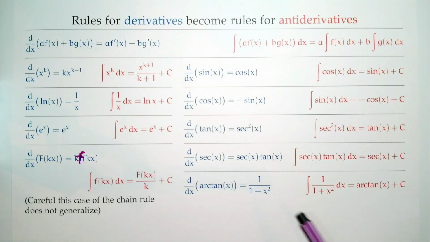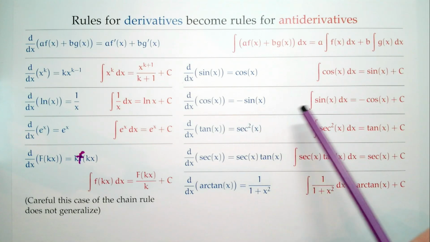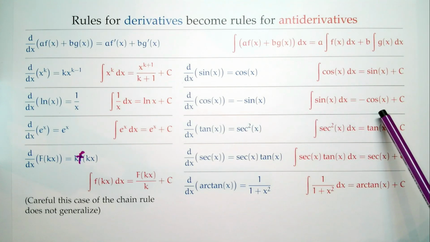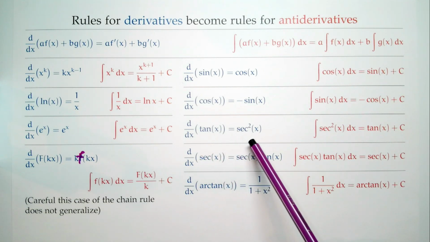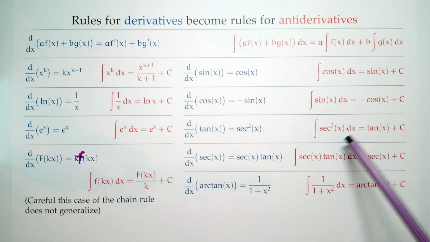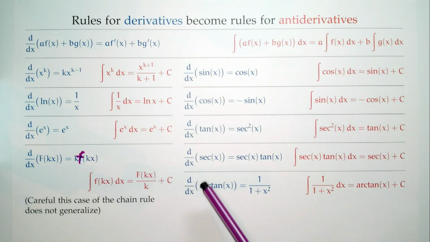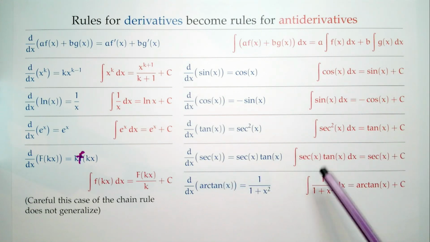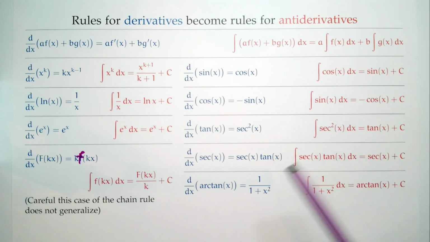Now, this is the one that always throws people off. The integral of sine is negative cosine. So you have that sort of reverse behavior. When you take the derivative of sine, you get positive cosine. When you take the antiderivative of sine, you get negative cosine. So be careful. If I take the derivative of tangent, I get secant squared. The antiderivative of secant squared is tangent. The derivative of secant is secant times tangent. The antiderivative of secant times tangent is secant. So there's not a lot of surprises here. And we've already done the arctangent. Oh, what a great function.